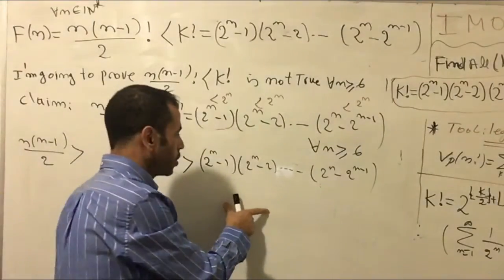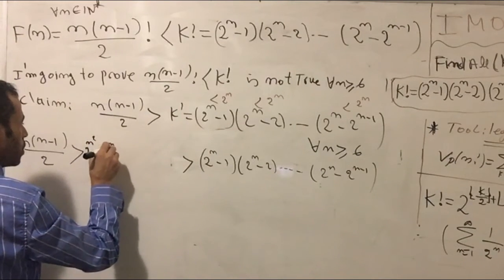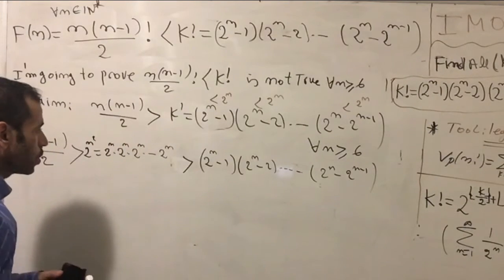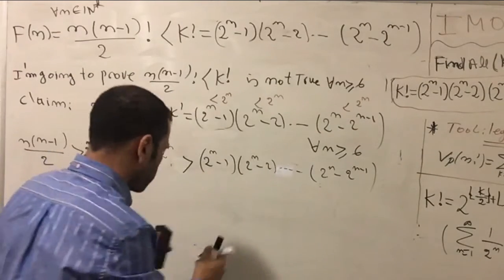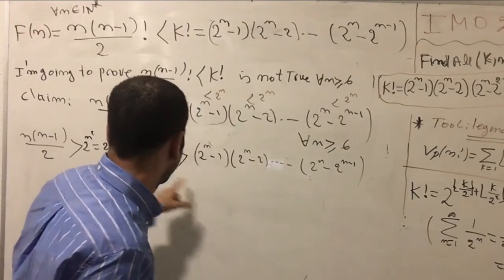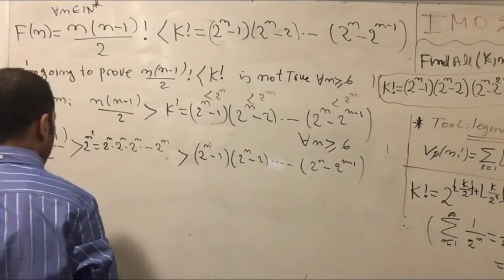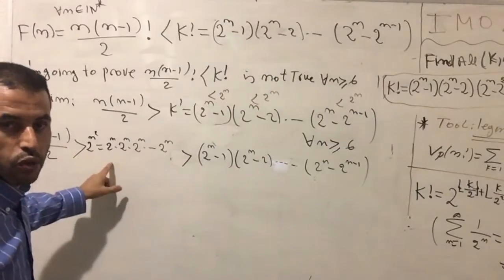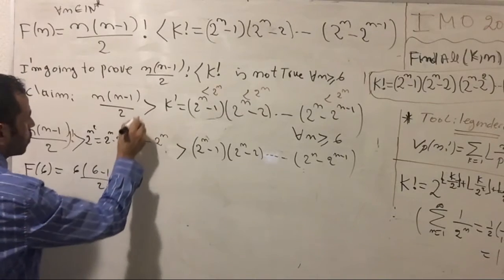If you take a look here, you have 2 to the n squared equal to 2 to the n multiplied by 2 to the n, and all the way down. So 2 to the n is bigger than this one. 2 to the n is bigger than 2 to the n minus 1, and 2 to the n is bigger than 2 to the n minus 2, and so on until the last term. If I prove that n minus 1 over 2 factorial is bigger than 2 to the n squared, it is enough. Take n equal to 6: 6 minus 1 over 2 factorial.